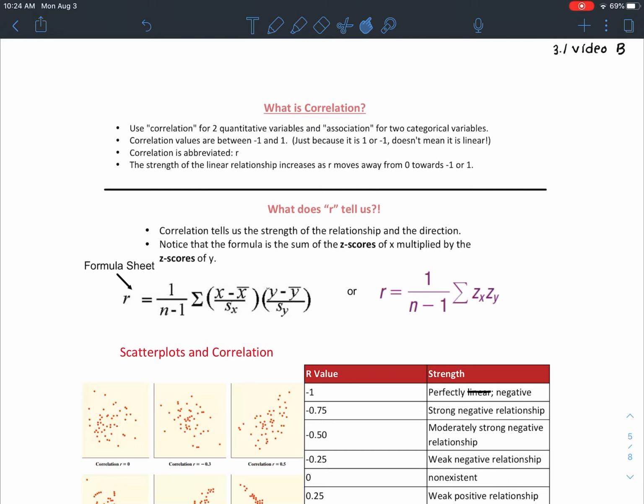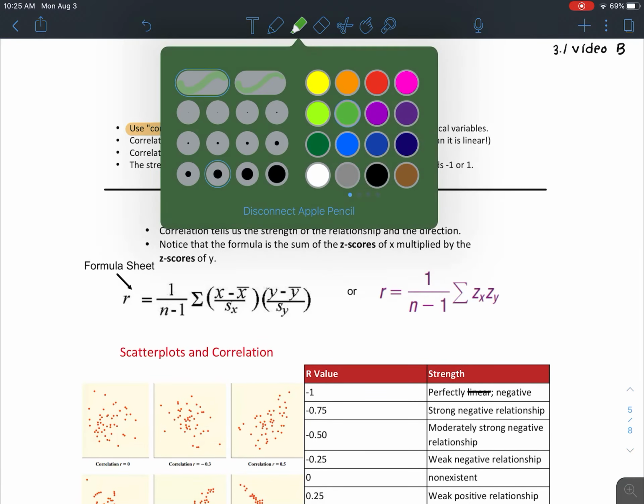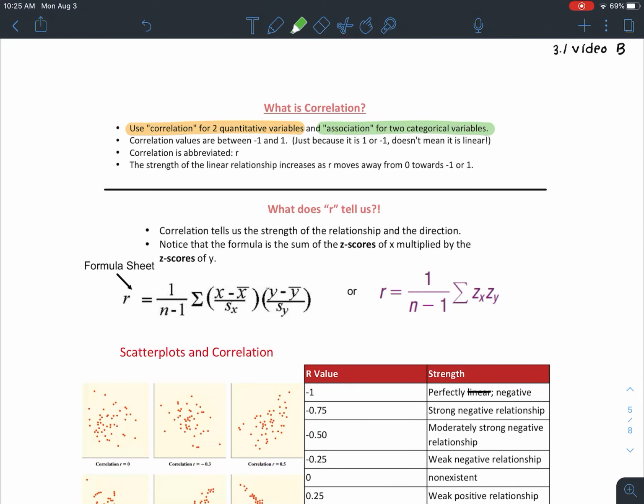Okay, this is still section 3.1. We've been discussing scatter plots and correlation, describing the relationship between two quantitative variables. A lot of times we use the word correlation when we are describing the relationship between two quantitative variables, and we typically try to preserve the word association for describing the relationship between two categorical variables, although it's not wrong to use the term association. That just means relationship.